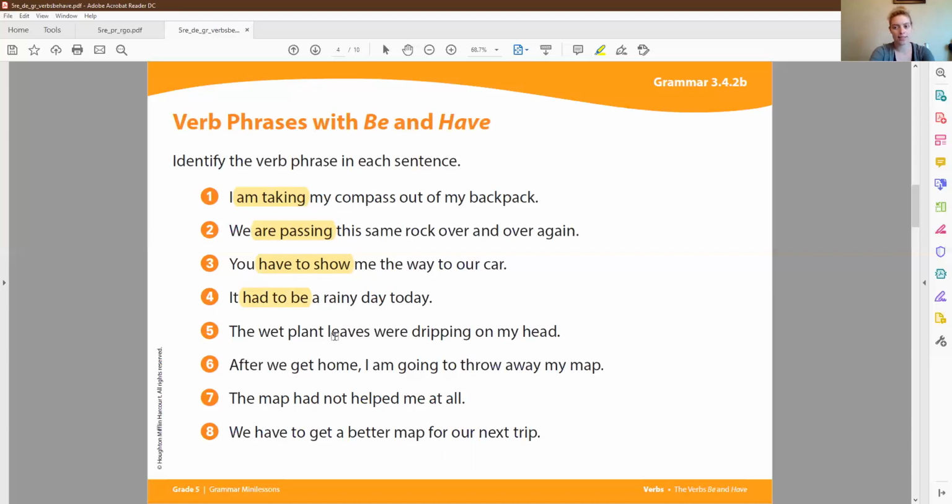All right, let's look at number 5. Okay, I want you to try and think about number 5 on your own. The wet plant leaves were dripping on my head. Again, make sure you're looking for that verb. What's the action that's happening? Okay. If you said dripping, you are correct. Okay, dripping is an action. Well, the leaves dripping on my head does not make sense. Okay, the leaves were dripping. Okay, so were dripping would be your verb phrase there.